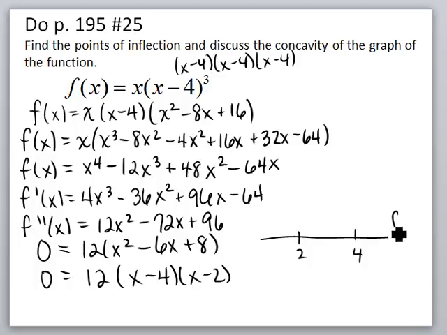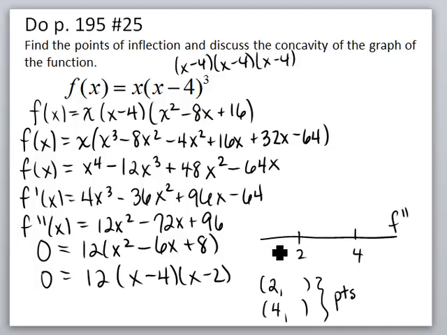I am testing the second derivative. Now, we're also supposed to find the points of inflection. So if the concavity changes, then we'll say that the points of inflection were at 2 comma something and 4 comma something. So these are the possible points of inflection right now.